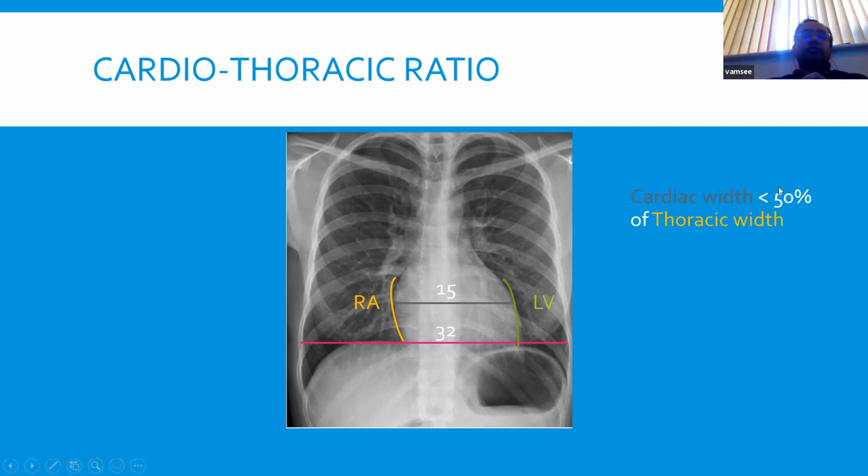But the main thing to take away is this golden figure of less than 50%. It doesn't need to be very precise. Usually, if it's 51% versus 49%, it doesn't really make that big a difference. That's still close enough to normal. In cardiomegaly, it's usually quite obvious, and often you'll find other signs to suggest that this patient's heart's not doing that well.